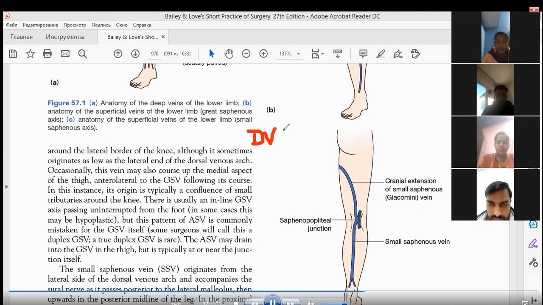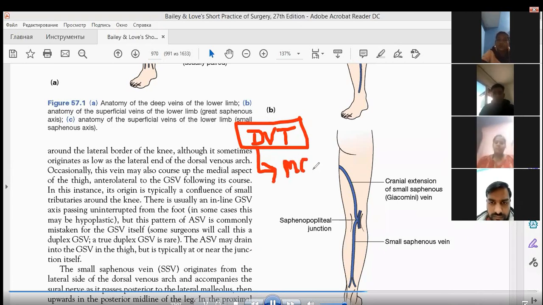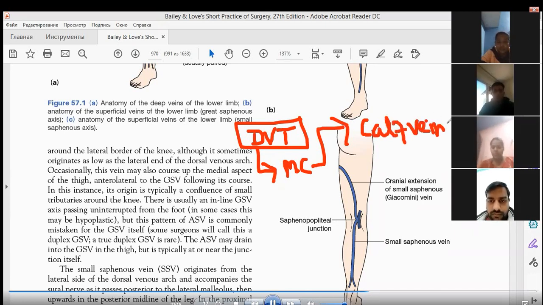What you must tell them is that the most common site of DVT is the calf region, the calf veins, which are also known as the soleal veins. DVT most commonly occurs in the calf veins, or your soleal veins.